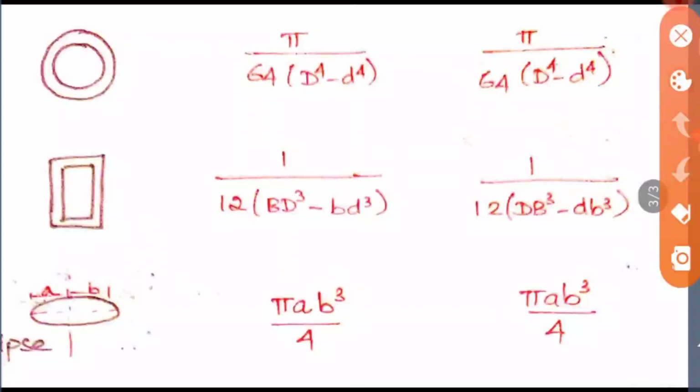And if it is a hollow rectangular section, it is 1 by 12 times b d cube minus b d cube, whereas along the y-axis it is the same formula, but there it is d b cube minus d b cube. And if it is an ellipse, along the x-axis it is pi a b cube by 4, and the same thing for the y-axis.